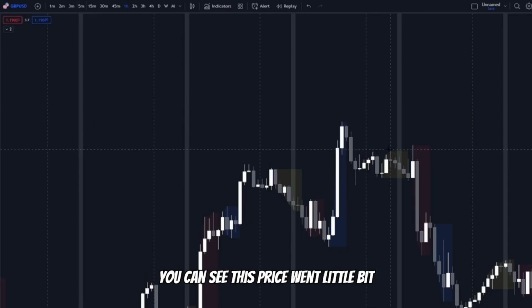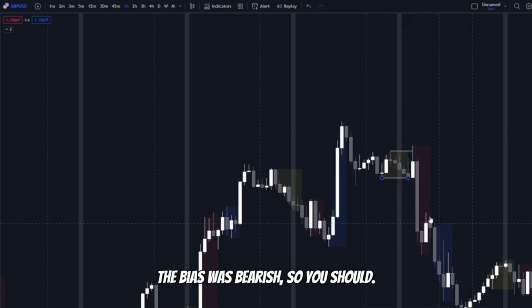So if you can see this, price went a little bit higher than this Asian high, took the liquidity from that Asian high, and then it fell down. But the same thing, it was the Asian low, right? So there will be some liquidity below also. But the thing is, the bias was bearish, so you should use this liquidity with your bias, okay?